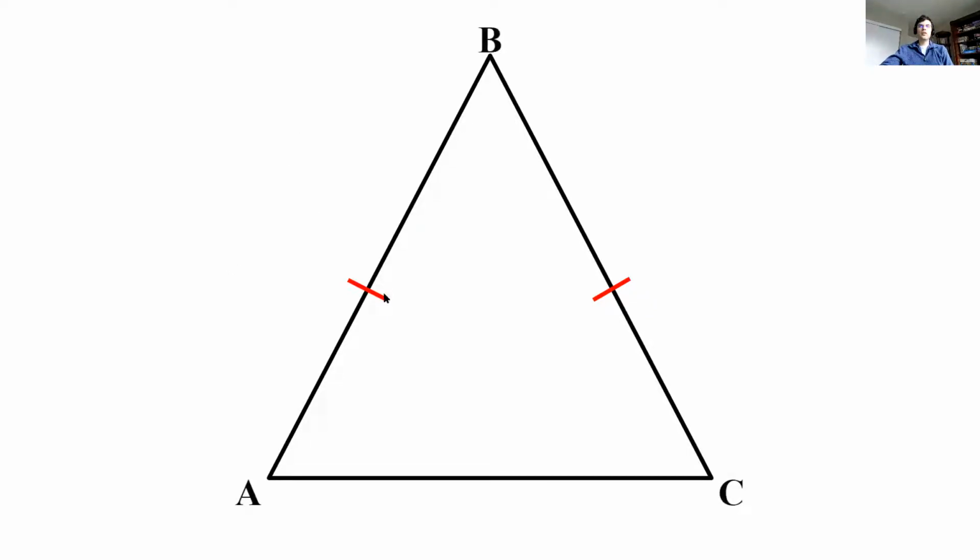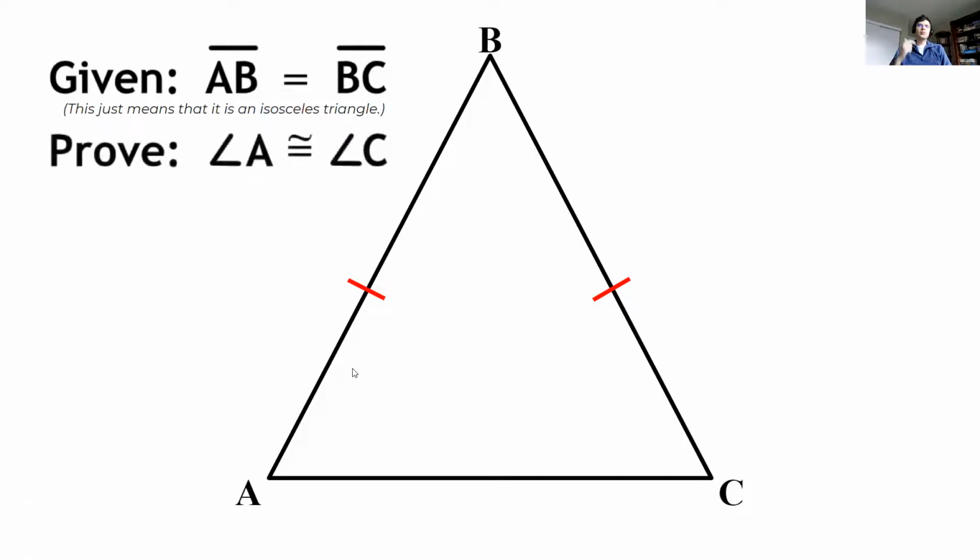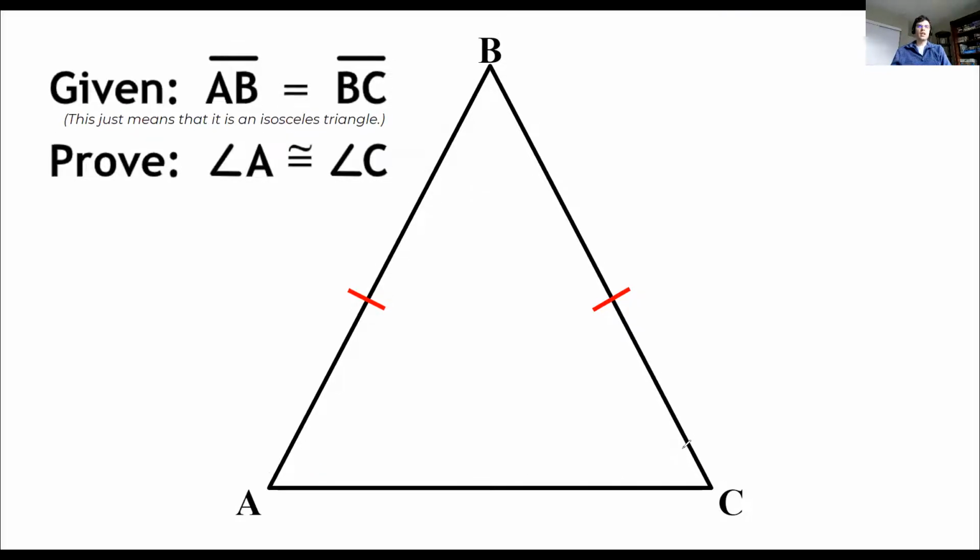So given that I have an isosceles triangle, I'm going to give myself some data to work with here, right? Given that my side length AB is congruent to BC, that's just the definition of an isosceles triangle. I would like to prove that the base angles are congruent. So I want to prove angle A, this one, is congruent to angle C, this one, right?